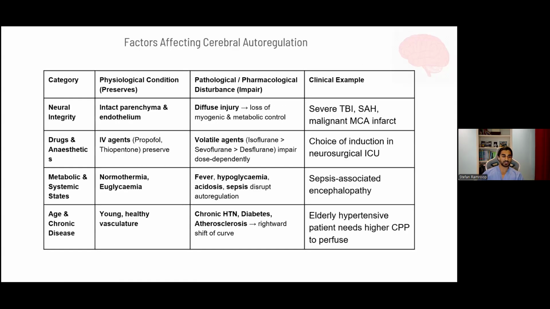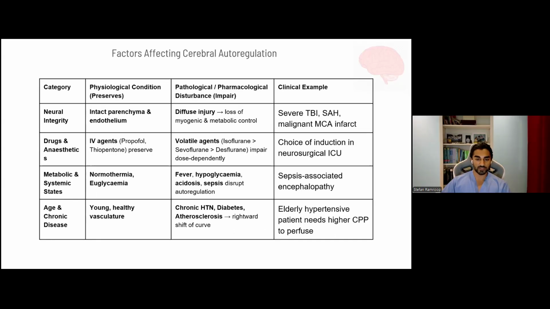You also have drugs and anesthetic agents that affect it as well. Propofol or thiopentone, for example, can preserve autoregulation, but other volatile anesthetic agents like isoflurane can impair it, especially at higher concentrations. And then you have systemic factors such as temperature, glucose, and acid-base balance that can all modulate your vascular reactivity. So fever or acidosis can increase your metabolic demand, and that could blunt your autoregulatory responses.